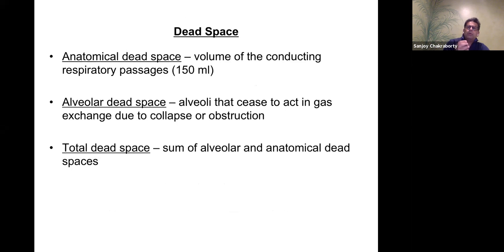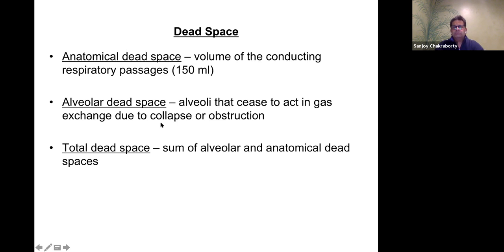Only the part that reaches the bottommost area, meaning the respiratory bronchiole, alveolar duct, and alveoli, participates in the gas exchange process. Now, this 150 ml, just memorize the number right now. We're going to come back to that. That is technically 30% of what you breathe in normally. So you're going to come back to that number later on.